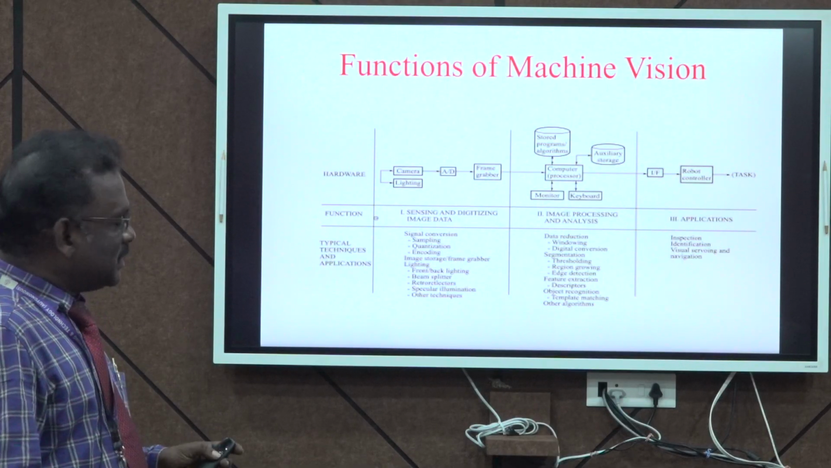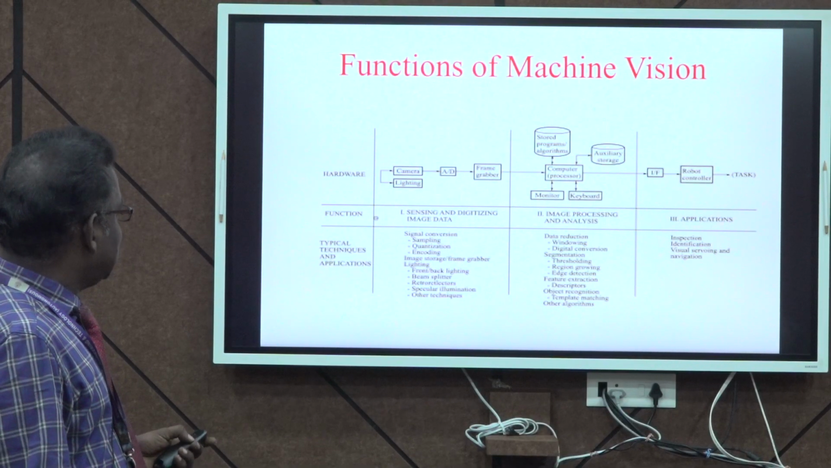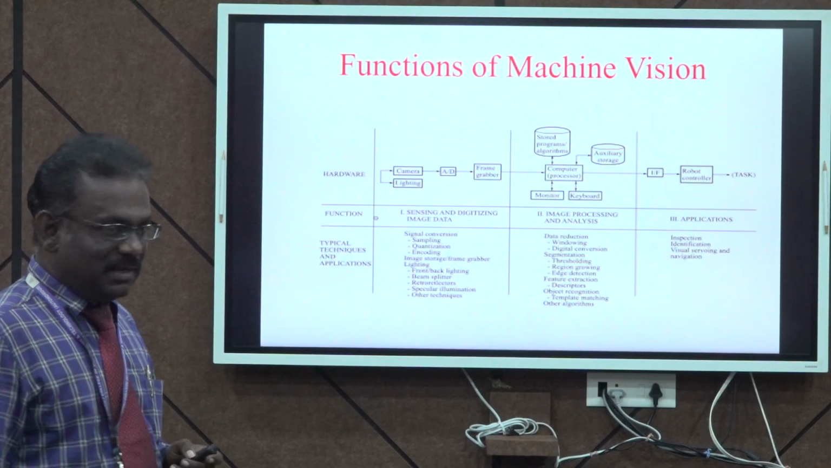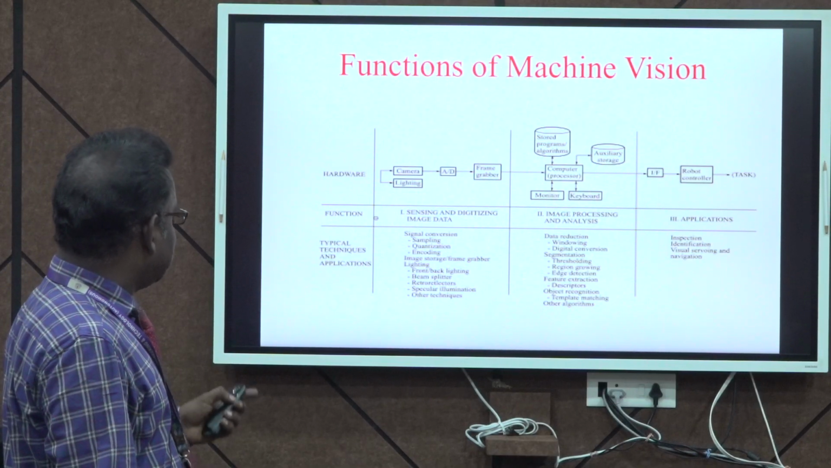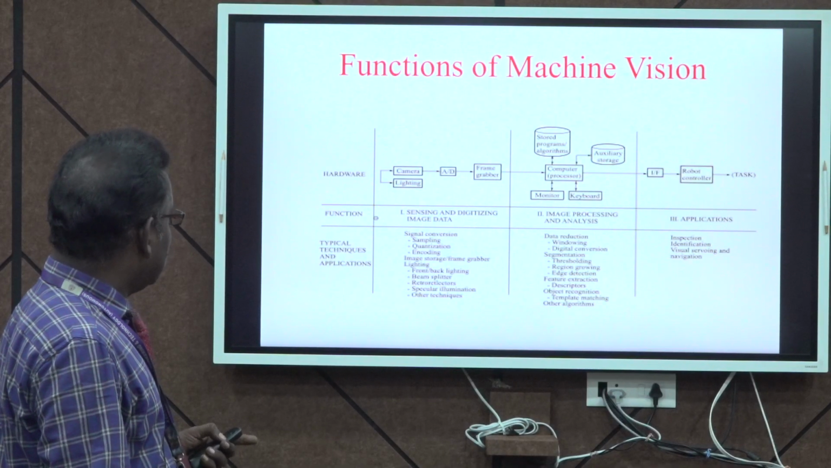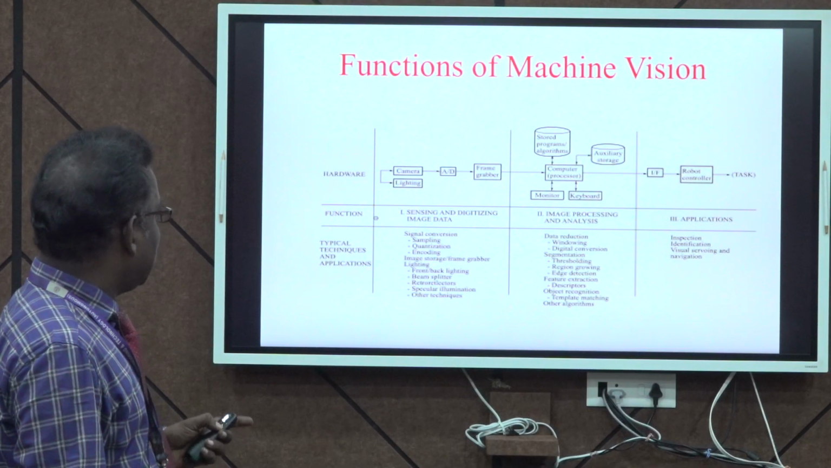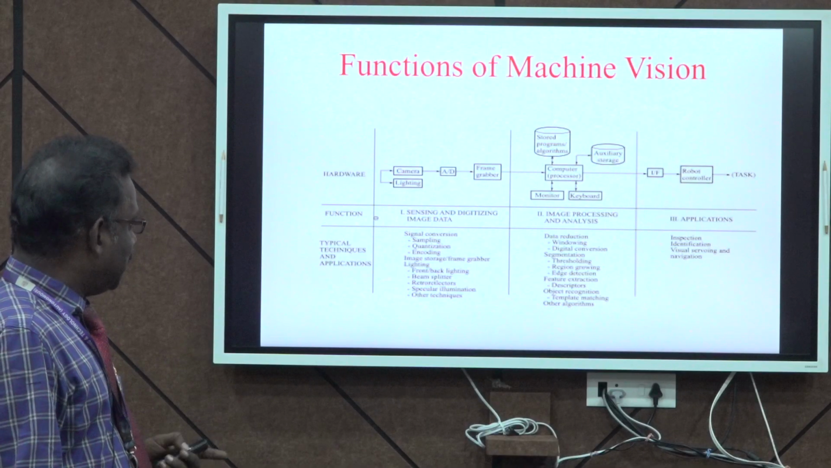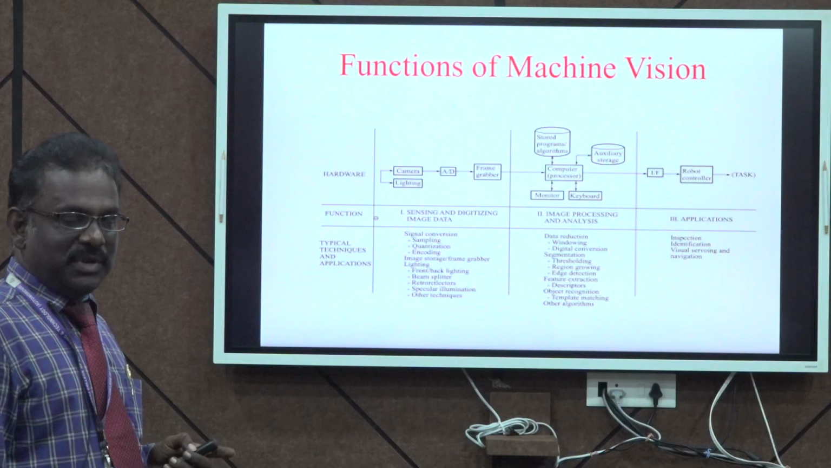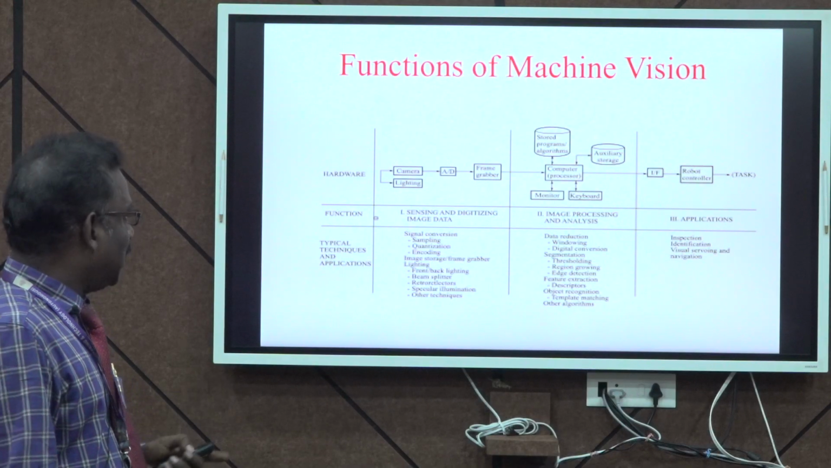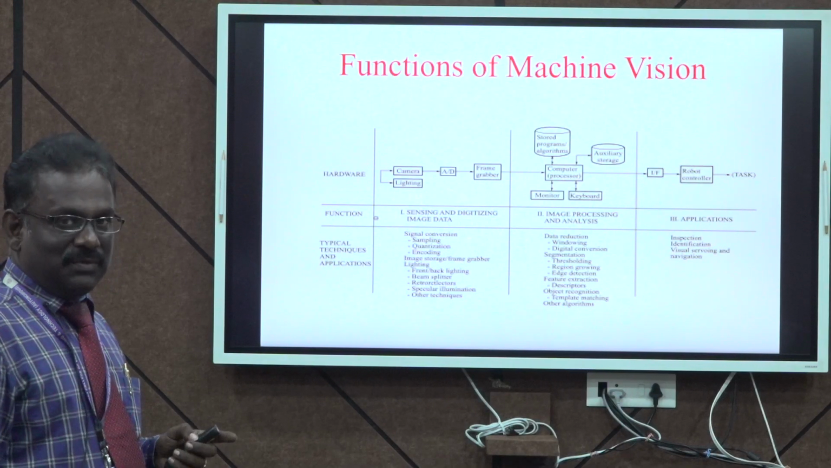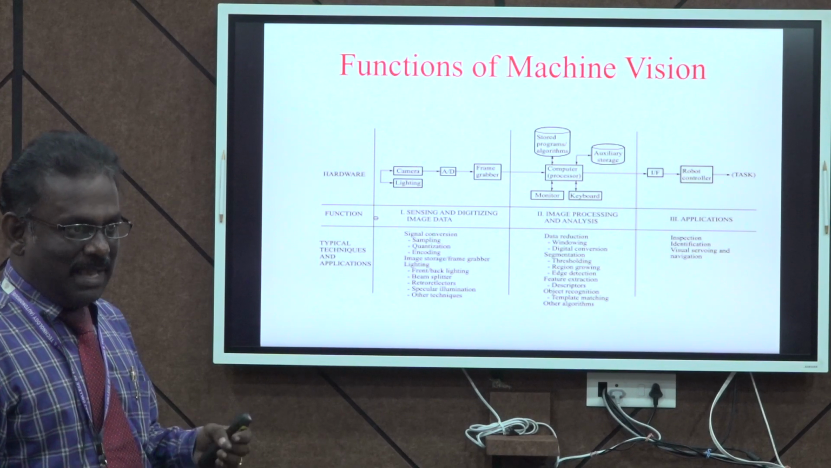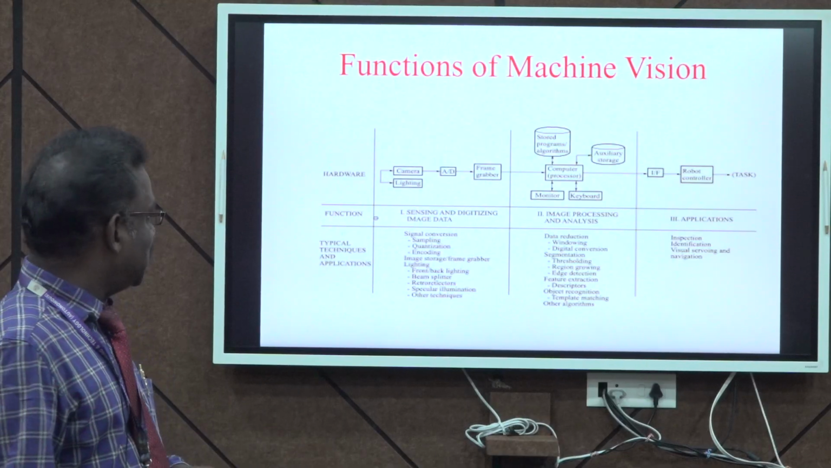Here we are separating the hardware as well as techniques used for the different functions of machine vision system. As discussed in the earlier slide, the first function is sensing and digitizing image data. For this, it uses the camera with the proper lighting as well as frame grabber. The function of the frame grabber is to interface the computer with the camera, and the A/D converter converts the analog output from the camera into the digital one, so that the captured image will be stored in the computer.